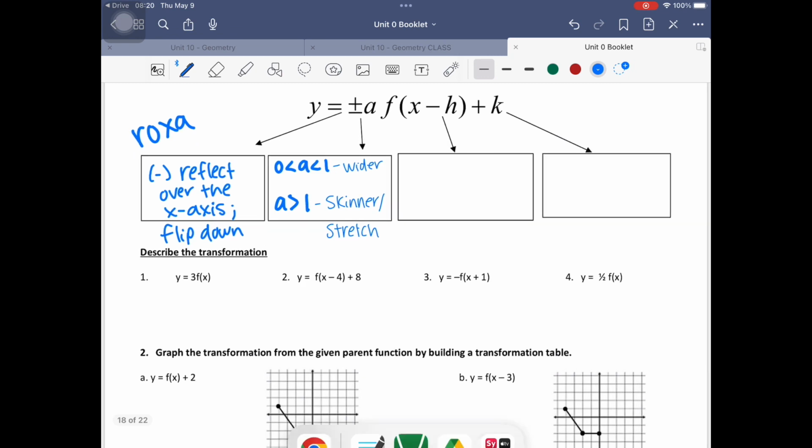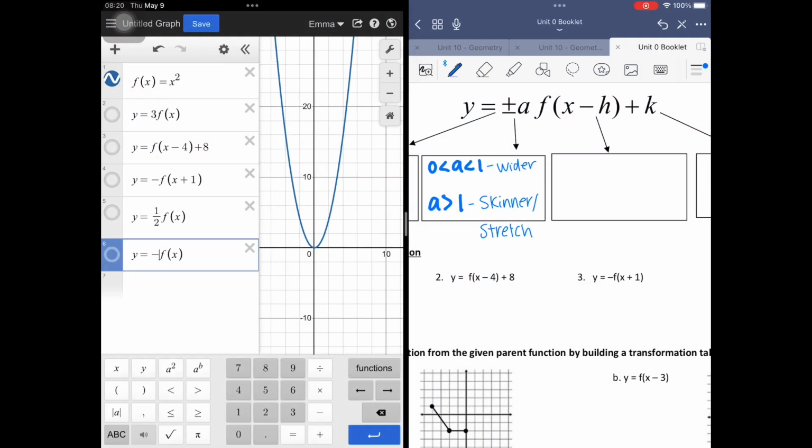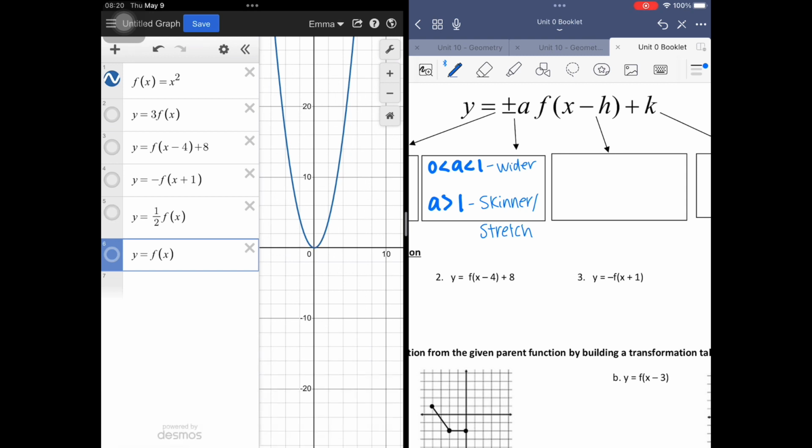I'm going to pull up Desmos again, pull it to the side. I'm going to change this, and watch, I'm going to put a fraction. You see how it got wider? So if it's a fraction, it is going to be wider. Now, please, if there's a negative in front over here, don't take that into consideration. This is something on its own. Just look at this value. So the 1/2 means it's going to be wider. Now look at this one. Do you see how it's a 3 in front? That is greater than 1, so it's going to get skinnier.